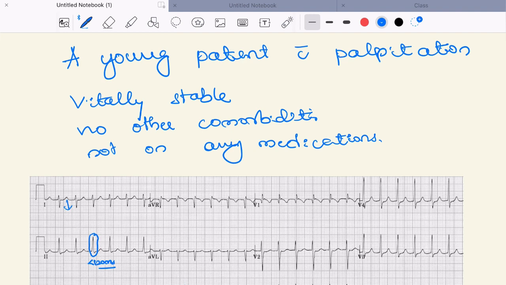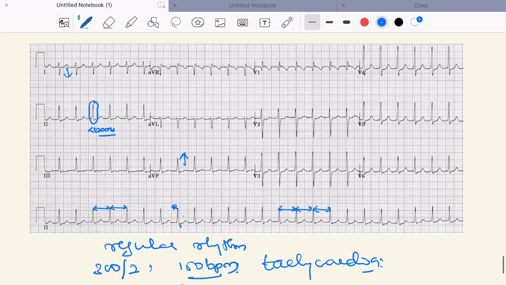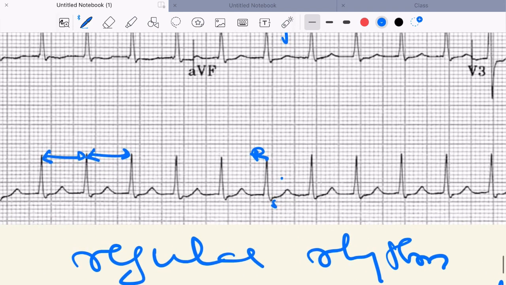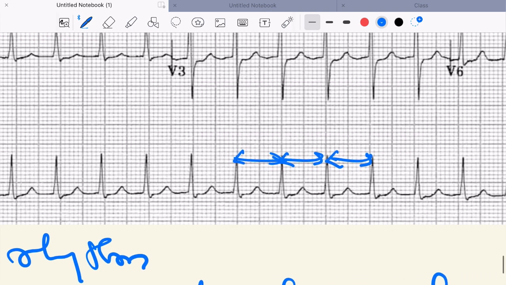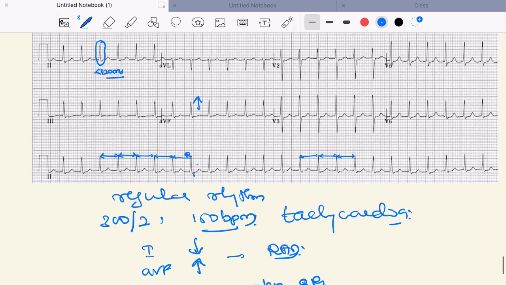So when the ECG was taken for this patient, whenever there is an ECG you have to calculate the rhythm first. See, the distance between two R waves is regular here. It is almost 10 small boxes or 2 large boxes. So the rhythm is regular, and the rate is 300 over 2, which is 150. So the rate is around 150 beats per minute, which shows tachycardia.